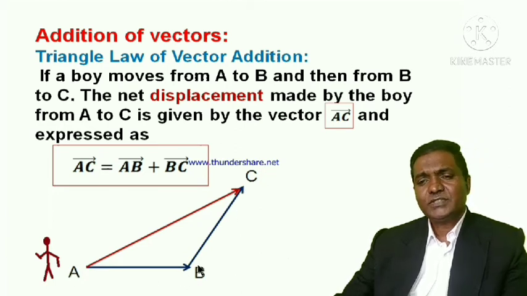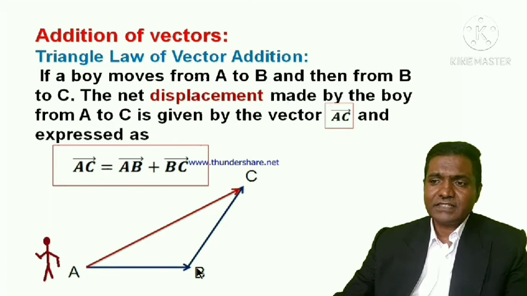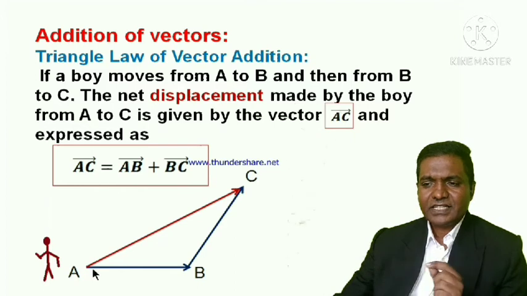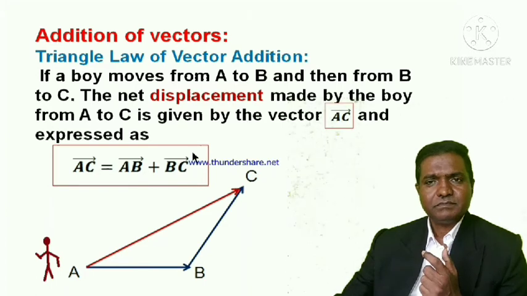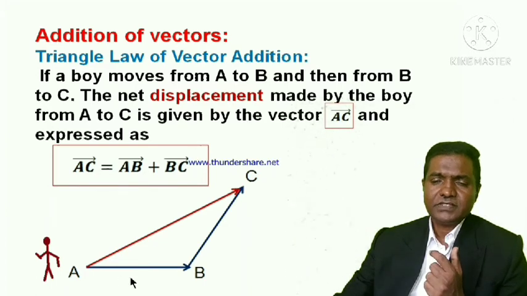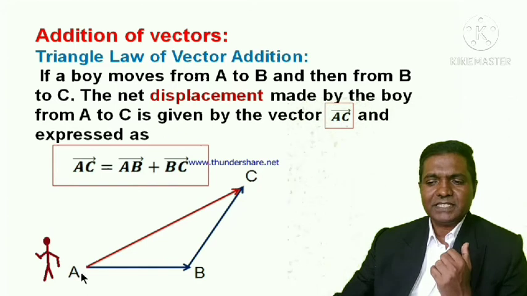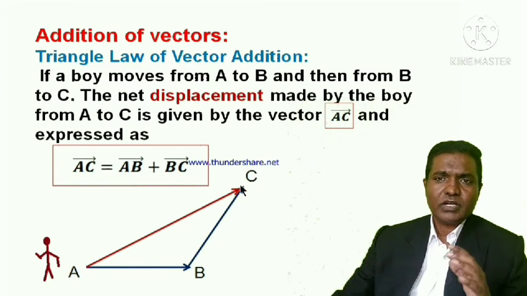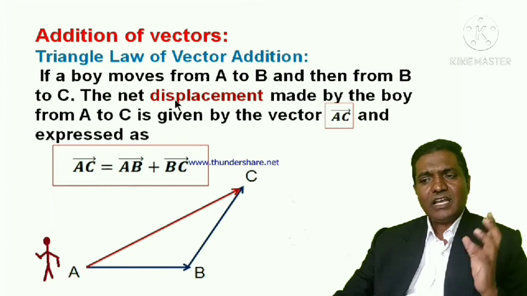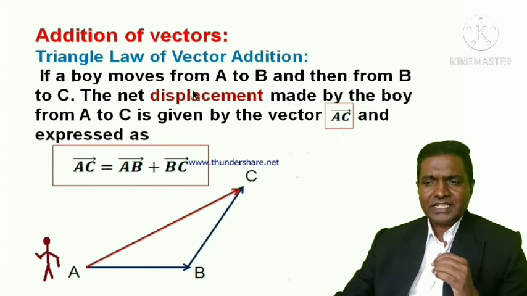So this is what we call vector addition. AB was the displacement, this was the one vector, that is vector AB, and BC was the second displacement, that is the second vector BC. So the addition of these vectors is the net displacement, that is AC. So this is what we call the triangle law of vector addition.